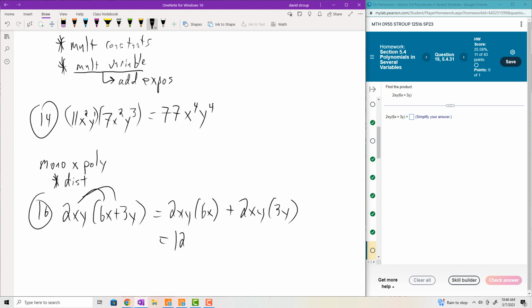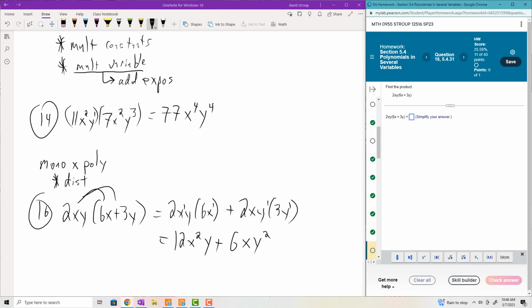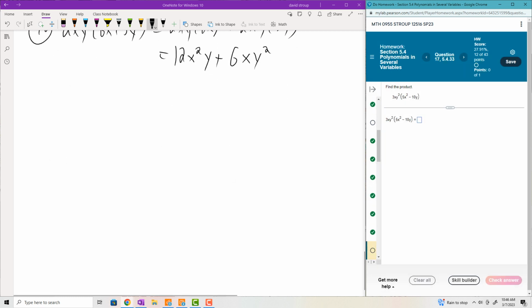So you'll have 12x, and of course if you don't see an exponent, you put 1 there. So x to the 1 plus 1 is 2, y, plus 2 times 3 is 6, x times y to the 1 plus 1 is 2. More of the same. Let's see if we can find one that's a bit harder.